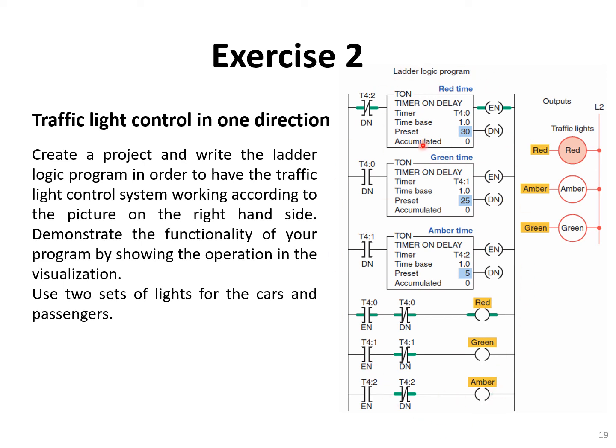Okay, and you should have 2 sets of lamps for the cars and passengers. So you may need to extend or change this program a little bit to include the passenger lights. Again, same as exercise 1, I expect you to accomplish this program and submit it to Moodle.